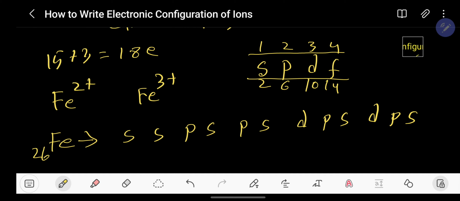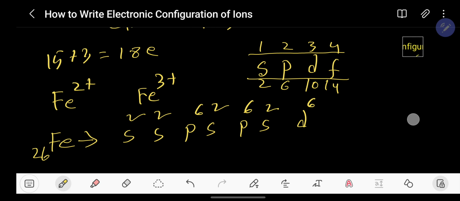Okay, so s can hold maximum 2, 4, 10, 12, 18, 20. We have 26. This is 26. So we don't need this.